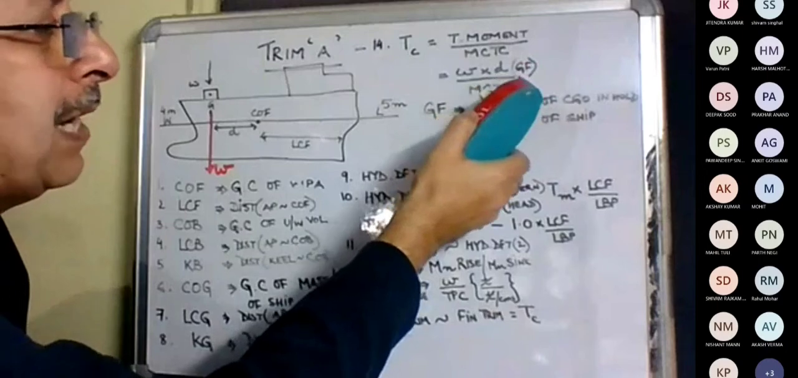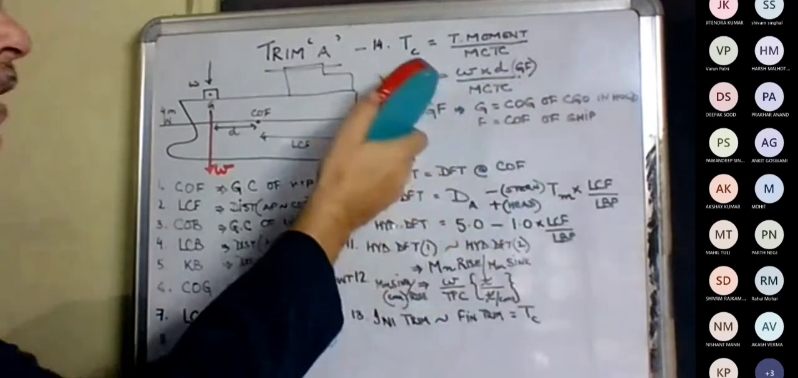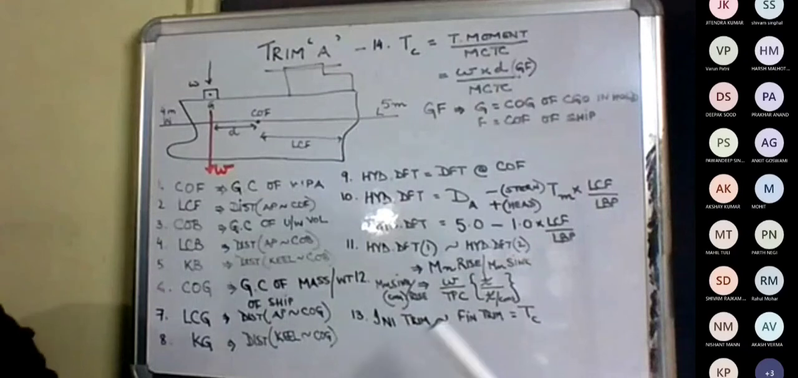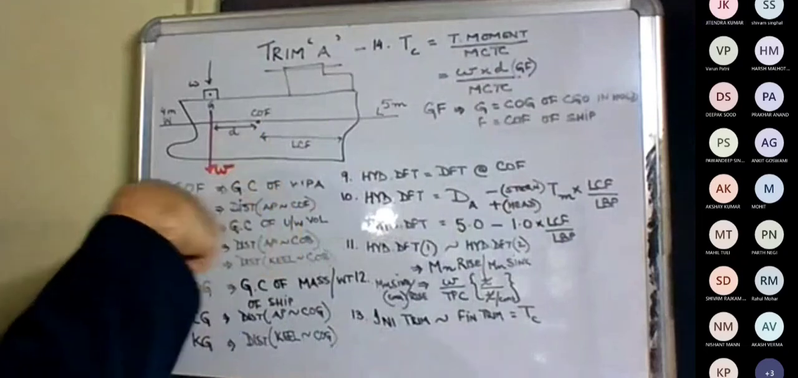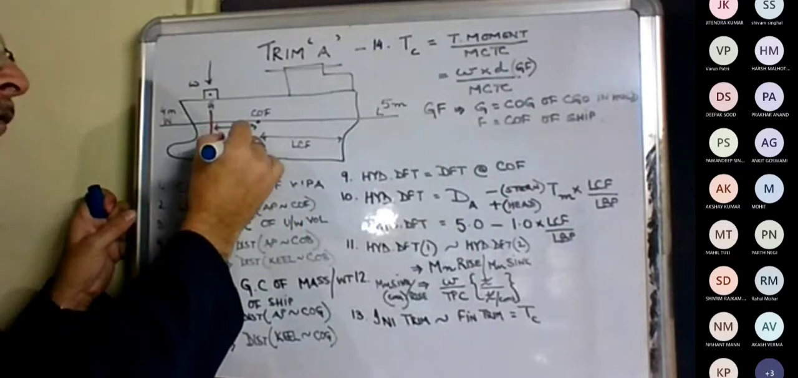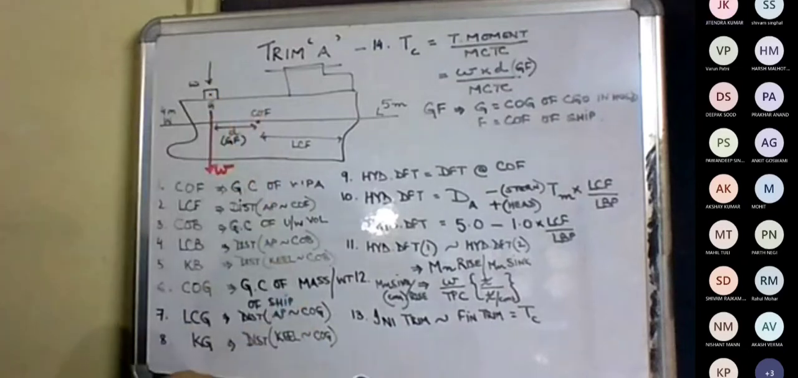The trimming moment, W into GF, divided by MCTC will give me TC. TC is the trim caused, or the change in trim, which we were calculating earlier in number 13. So GF is D. Is this okay with everyone, the formula?